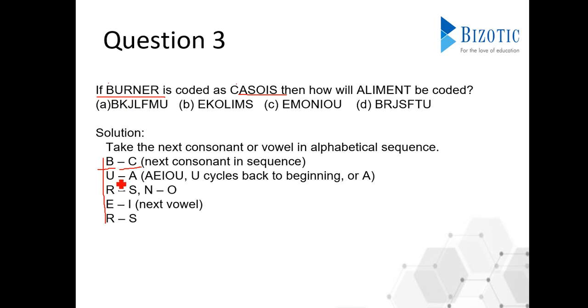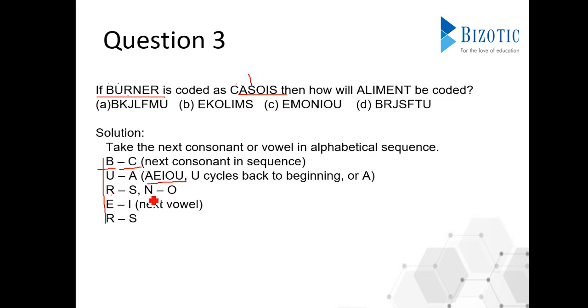Next, U. U is a vowel. We all know that A, E, I, O, U are considered vowels, so we just have to take the next one in the cycle. After U, again we have A. So that's why U is coded as A. Next we have a consonant, R. The next consonant after R is S. So that's why R tends to S.